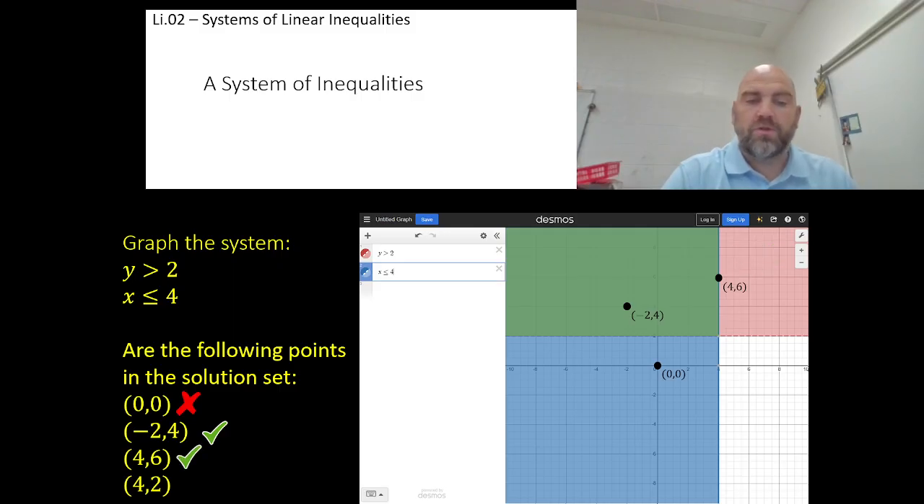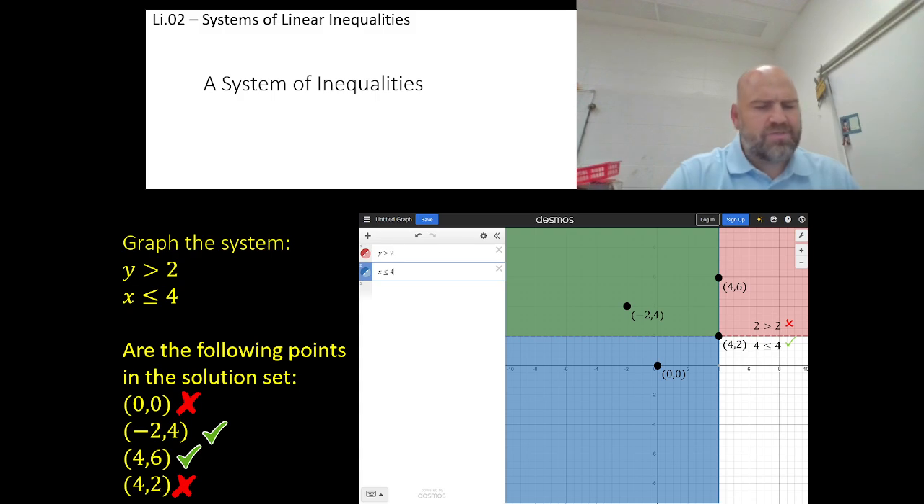Let's put one more up that's along the line, and that's the point (4, 2). That's the point right there. Is that in the solution set? First, let's look at the x. 4 is less than or equal to 4. Yes, that works, as we said before. But is 2 greater than 2? That goes back to the first inequality. No, it's not greater than 2. It's equal to 2, but this inequality doesn't include equal to 2. It only includes greater than. So this one is in fact not a part of the solution set.